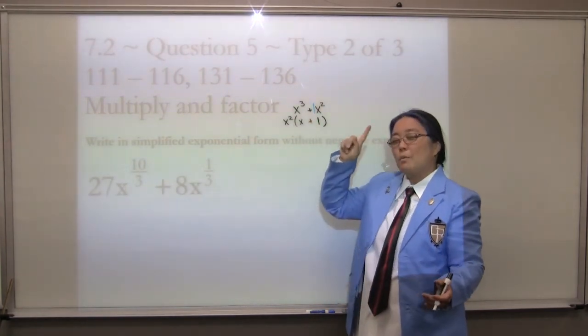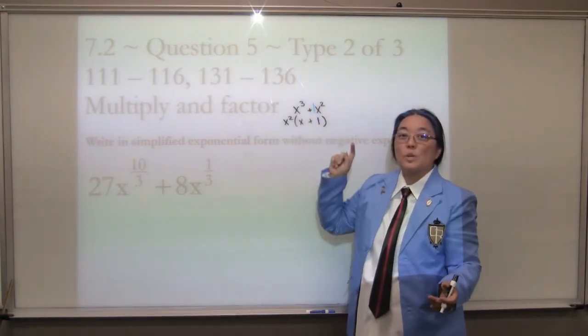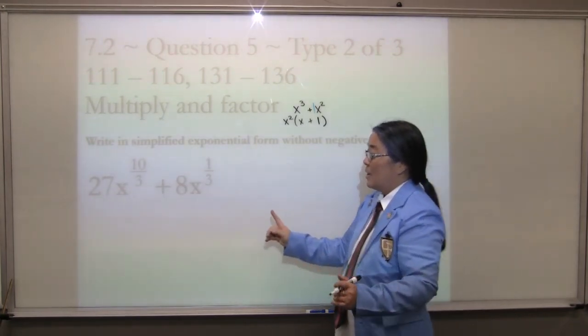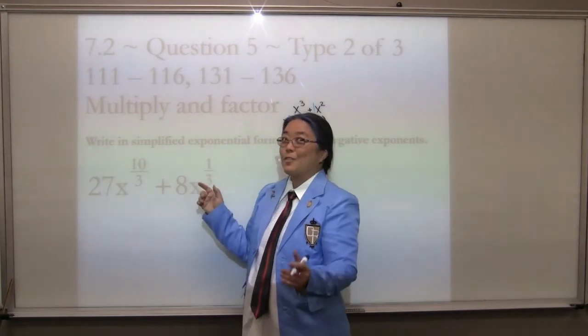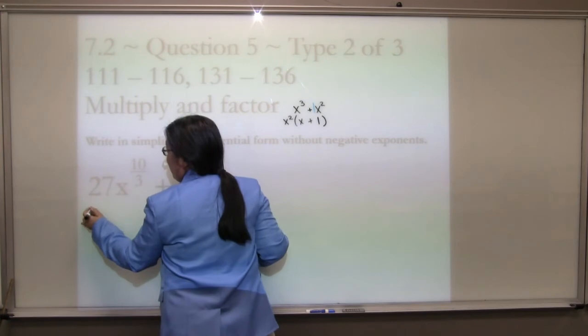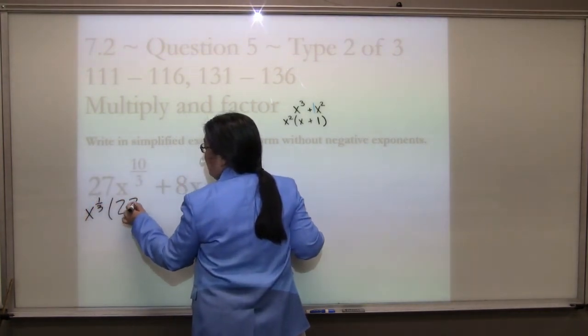But what I wanted you to think about was that we already know that of the two exponents, we factor out the smaller one. Let's take a look. Which is smaller, 10 over 3 or 1 over 3? It is x to the 1 over 3. We're going to factor out x to the 1 over 3, and we're left with 27.